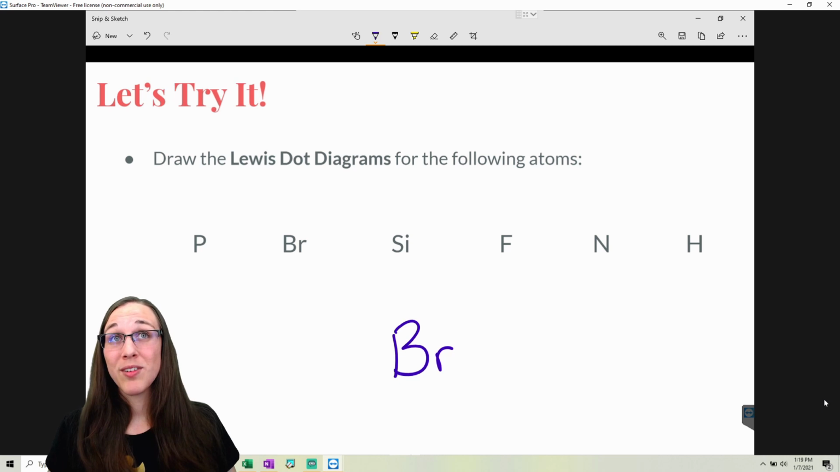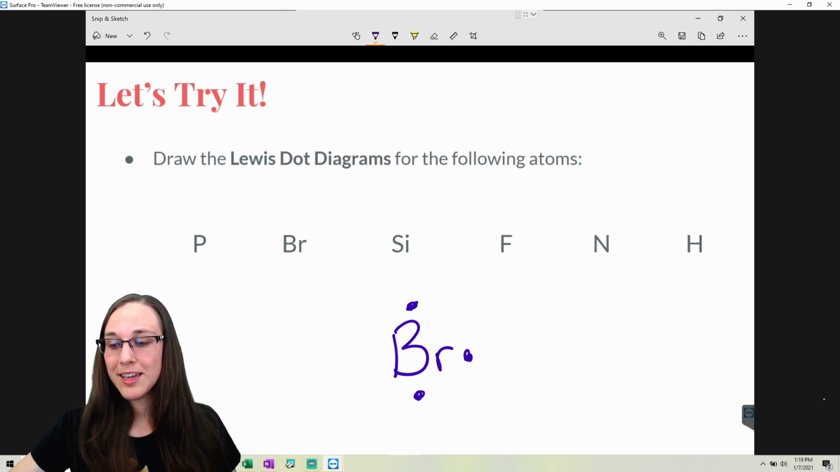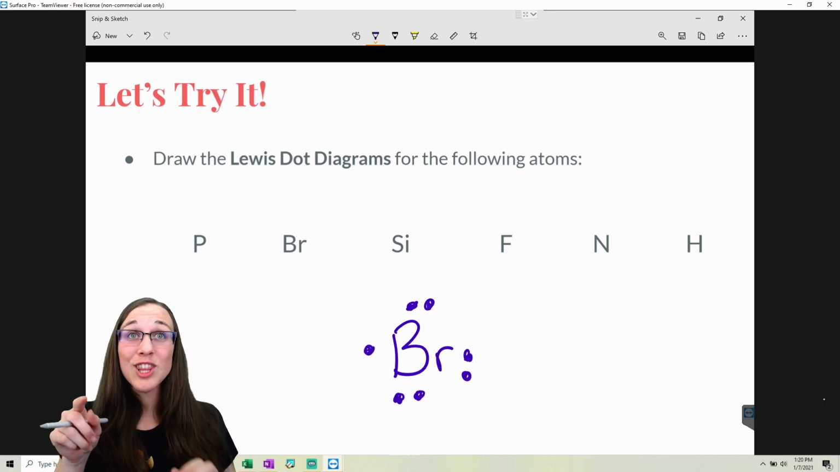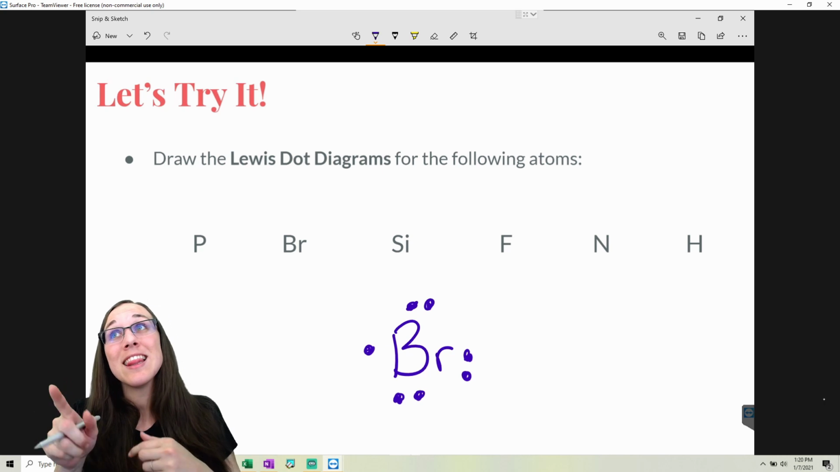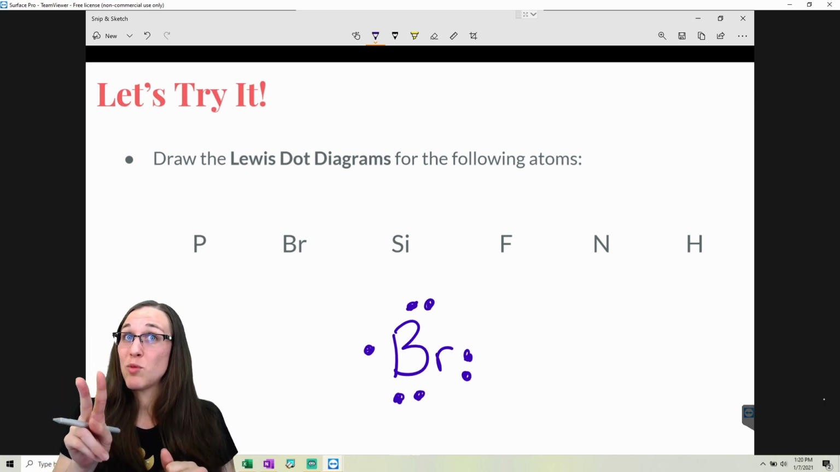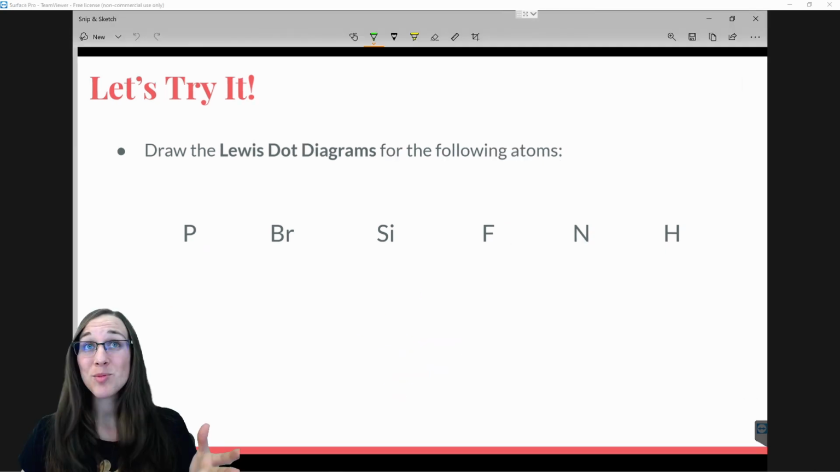So let's play ring around the atom. 1, 2, 3, 4, 5, 6, 7. Woohoo! Notice I went around first where all of the electrons were by themselves, the lonely electrons, and then I went back and paired them together. Again, only in 2s, can't have more than 2. Next, we're moving on to silicon.